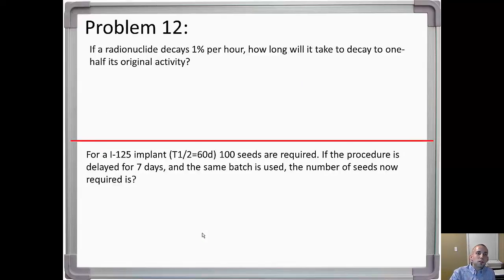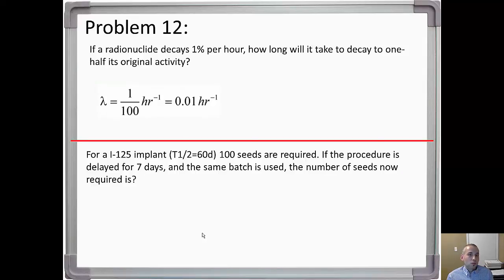Okay, so first question in problem 12. If a radionuclide decays 1% per hour, how long will it take to decay to 1/2 of its original activity? So the trick here is being able to write the 1% per hour as a decay constant.